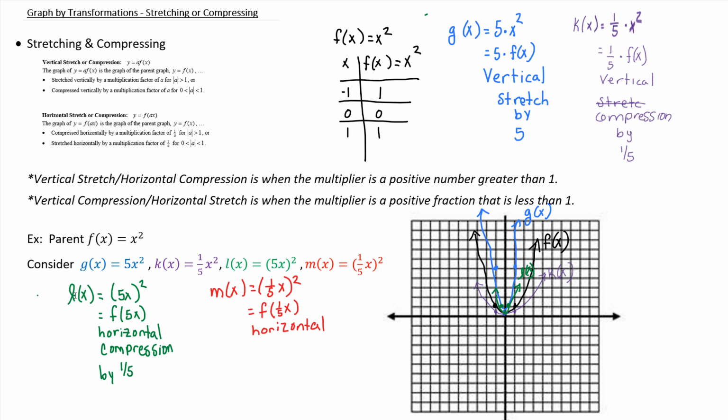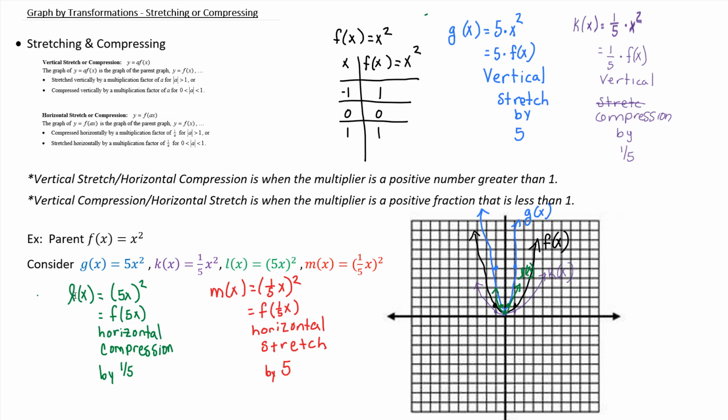And then think reciprocal for the horizontal cases. So the reciprocal of 1/5 is 5. And since that value is bigger than 1, that's going to be a stretch by 5. So don't consider whether it's a compression or a stretch until you've dealt with the reciprocal of a horizontal stretch or compression. So we would take our function f of x, which is here in black, but stretch it horizontally, so to the left and right.